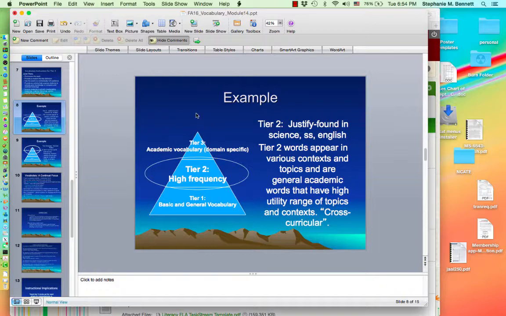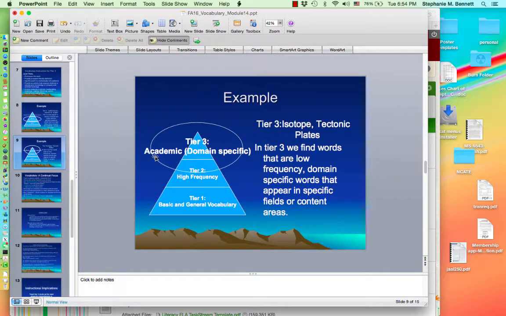So for example, if we're thinking about a Tier 2 high frequency word, we could think about the word justify. It's found in science, social studies, English, it's found in mathematics. It's a word that appears in various contexts and topics. And so it's one of these general academic words. You can also think of it as cross-curricular. Our students are going to see that word throughout their day multiple times.